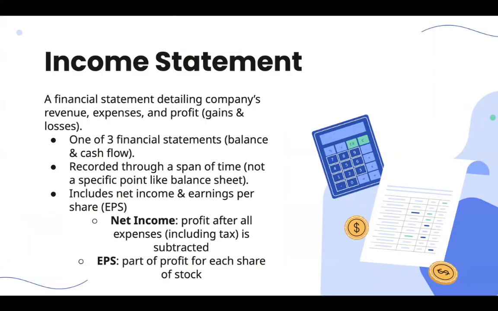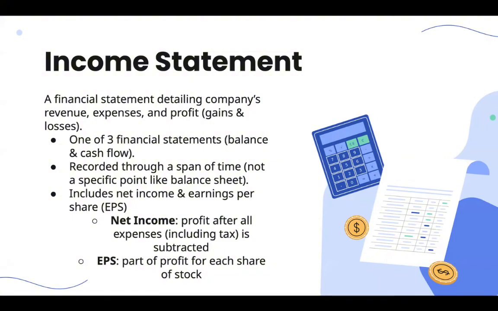financial performance. Unlike the balance sheet, which provides a snapshot of a company's financial position at a specific moment in time, the income statement records financial activity over a period of time, such as a month, quarter, or a year. The income statement focuses on three major components: revenue, expenses, and profit, which are gains and losses. It details how much money a company has earned, how much it has spent, and what remains as a profit after all expenses have been deducted.